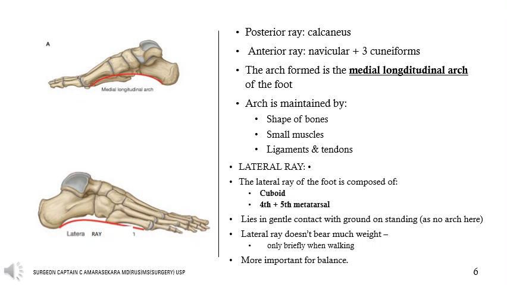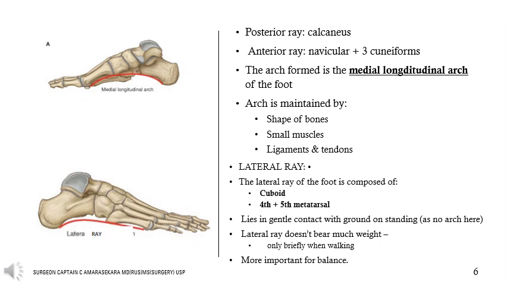Yeah, so now you can see this arrangement. This is our medial longitudinal arch and this is our lateral ray. So the posterior ray is made by the calcaneus and the anterior ray is made by the navicular bone and the three cuneiforms. The arch formed is the medial longitudinal arch of the foot. So this we call the medial longitudinal arch.